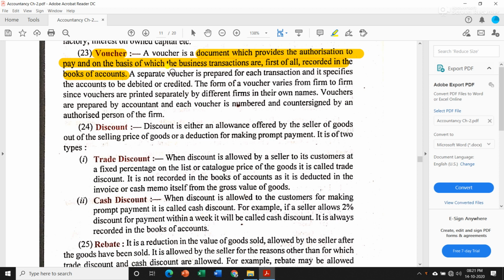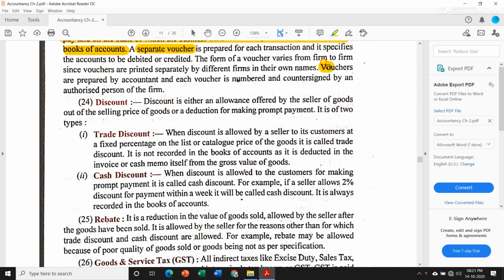A separate voucher is prepared for each transaction and it specifies the accounts to be debited or credited. The rules for debit and credit we will learn in our subsequent sessions, but for now remember that if there is no document or proof of any business transaction, then we will prepare a separate voucher in which we will specify the accounts which are involved as well as the amount.